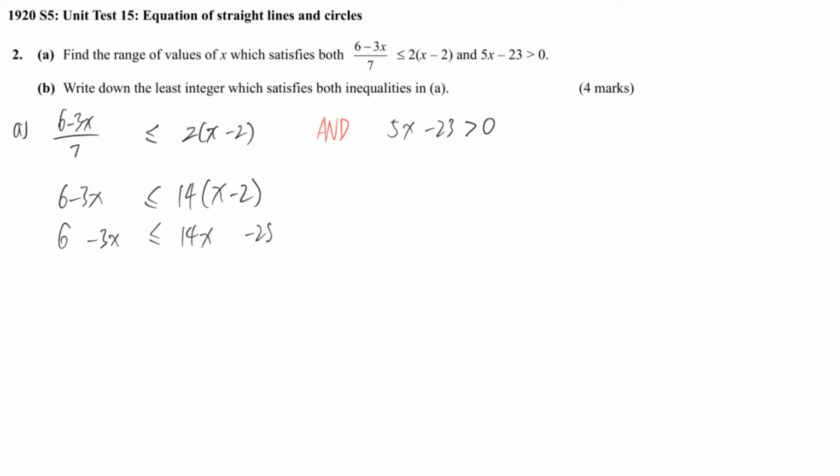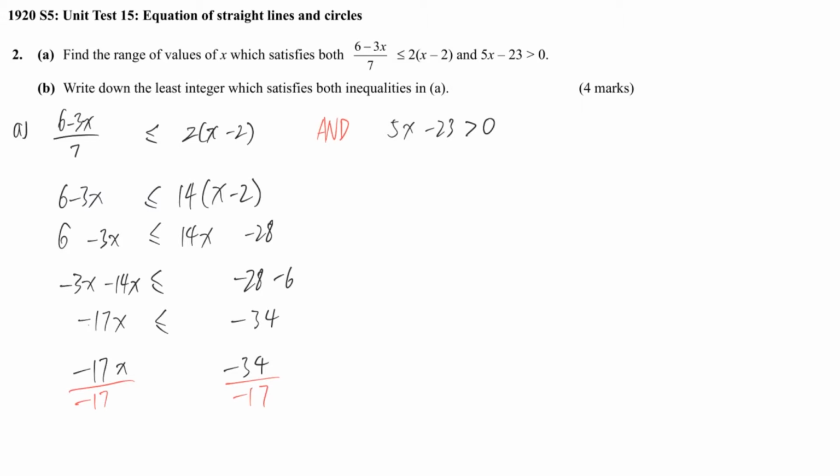14x minus 28, and then we want to group all x together. All constants together. After that, I want x, I don't want negative 17, so I divide both sides by negative 17 to remove it. But be reminded that if you divide both sides by a negative, it triggers a change in the direction. It will become the opposite direction.